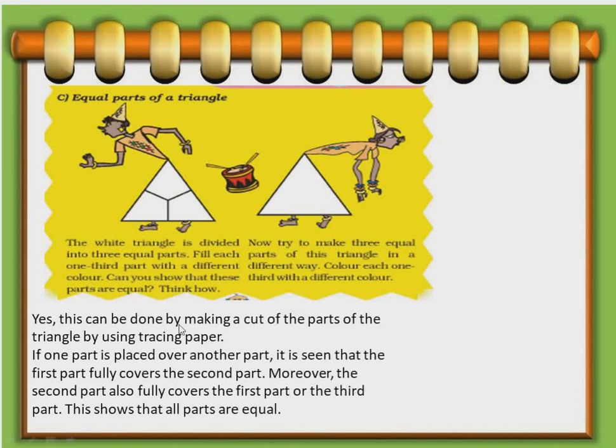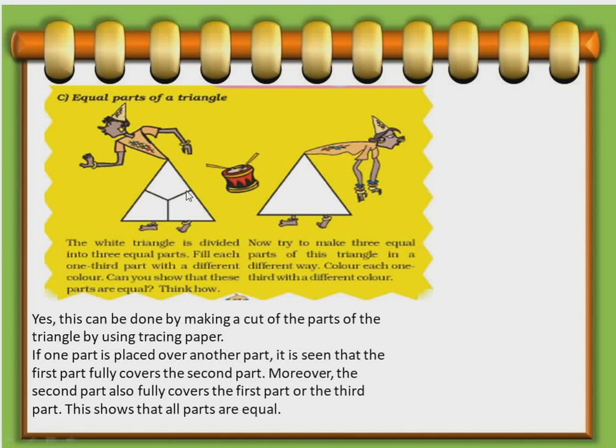Yes. This can be done by cutting out these parts of the triangle using a trace paper. So, keep a tracing paper on this and trace the same triangle onto another paper or cardboard or anything. After making that, you cut these parts like this. You cut this first triangle, cut the second triangle, cut the third triangle.